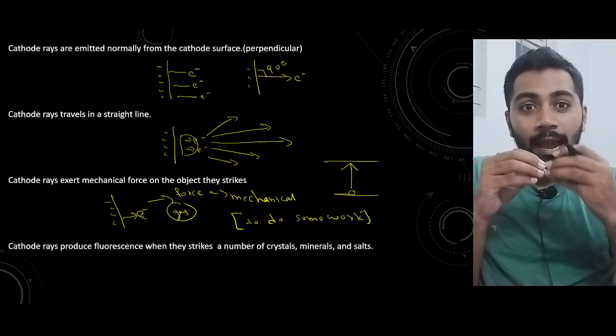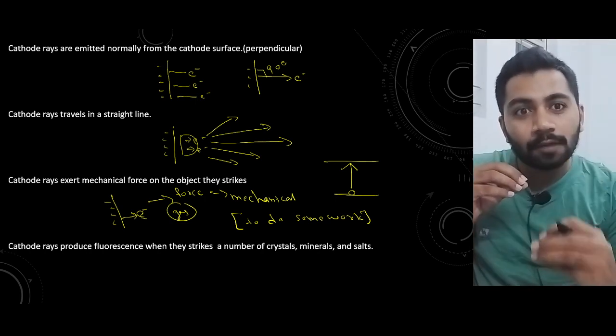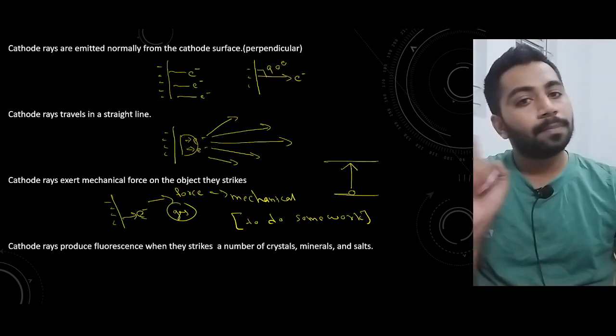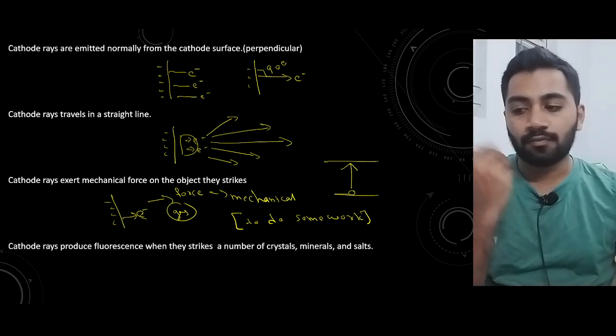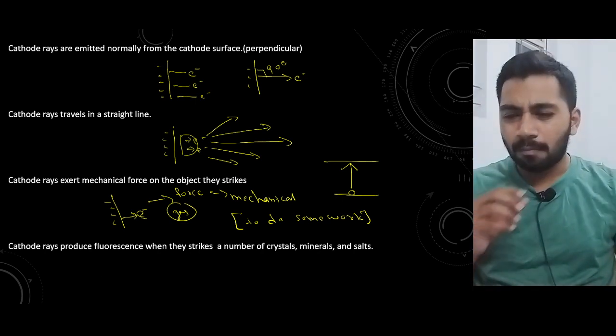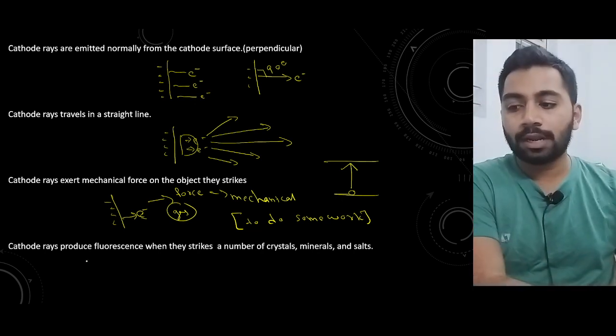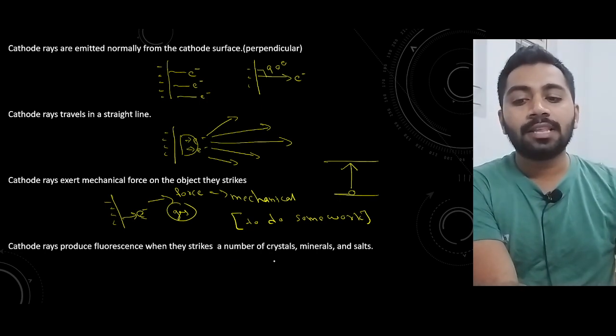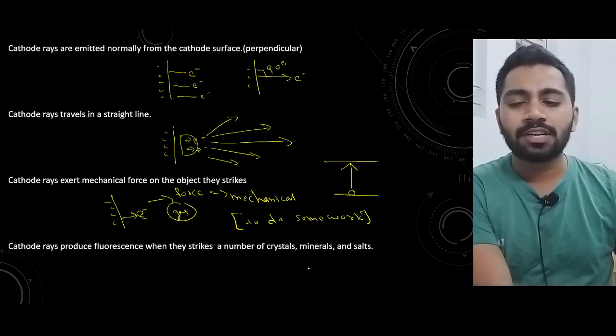Now it is striking and making to go from lower level to higher level. Last class we discussed that cathode rays can exert mechanical force. Now, very simple: cathode rays produce fluorescence when they strike a number of crystals, minerals and fluids.